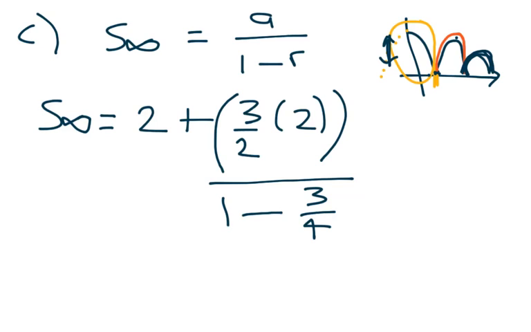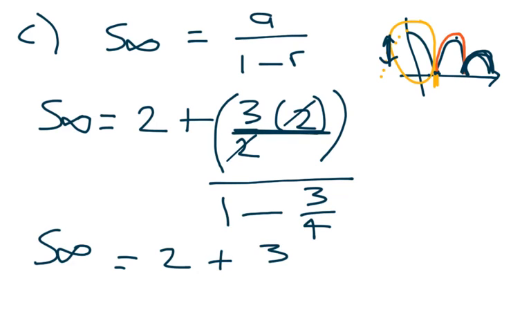So then once we work that all out, we're going to get S of infinity is equal to 2 plus, when you multiply 3 by 2 and then divide it by 2, these 2's will just cancel. So we're going to do 3 over 0.25. And then our final answer is going to be equal to 14 meters. That will be the total distance that it travels as it continues to bounce. So that's question 1 completed, A, B, and C.